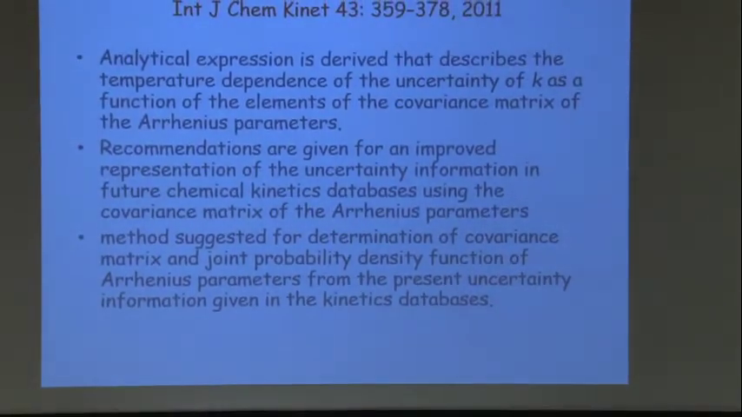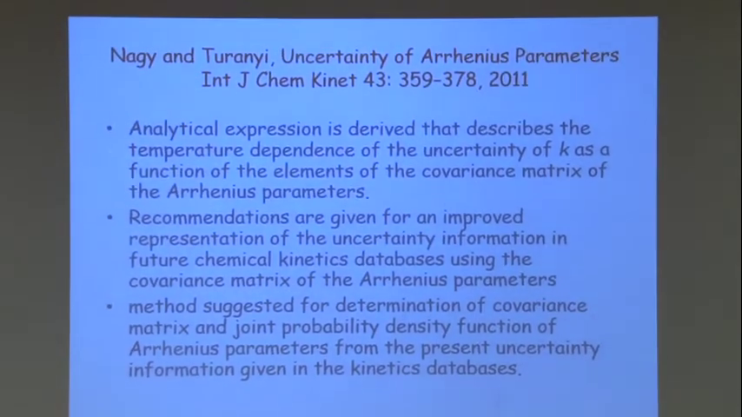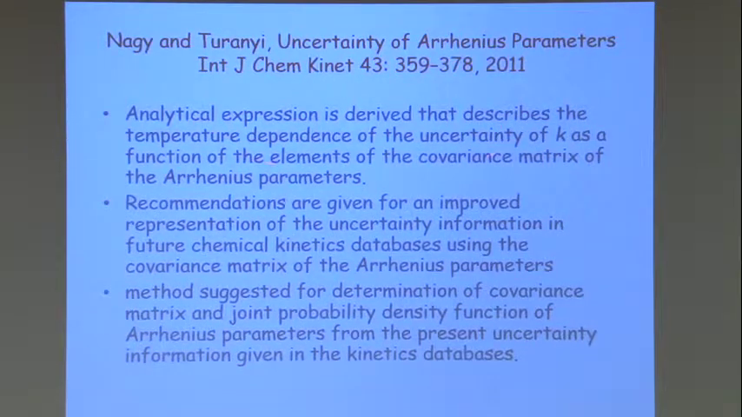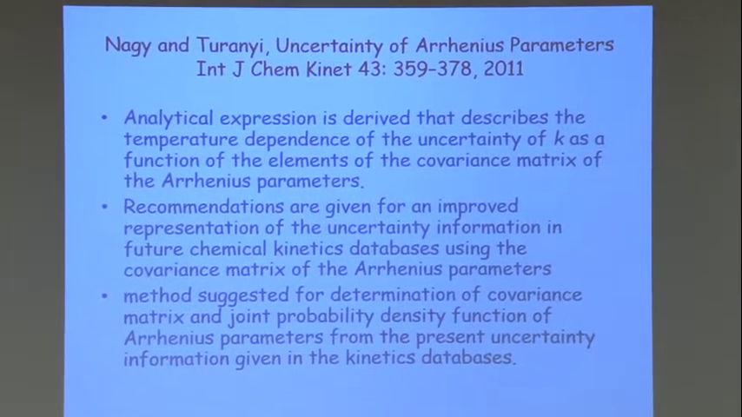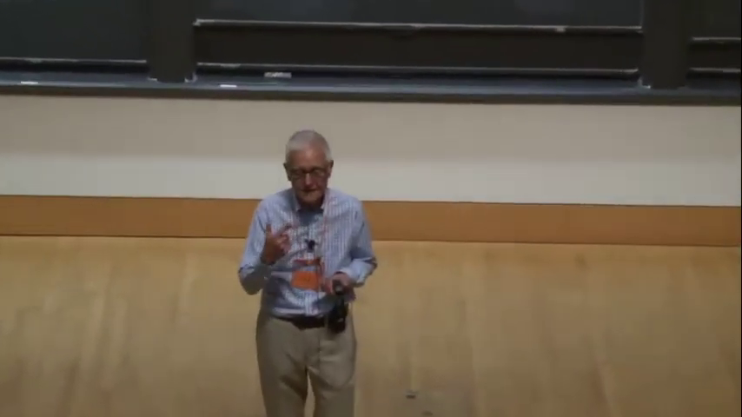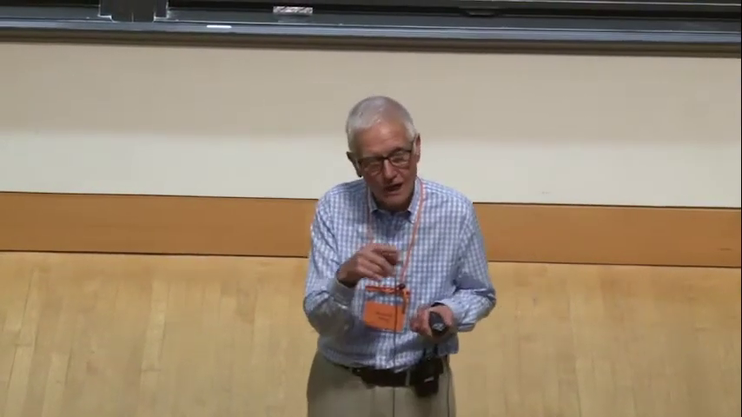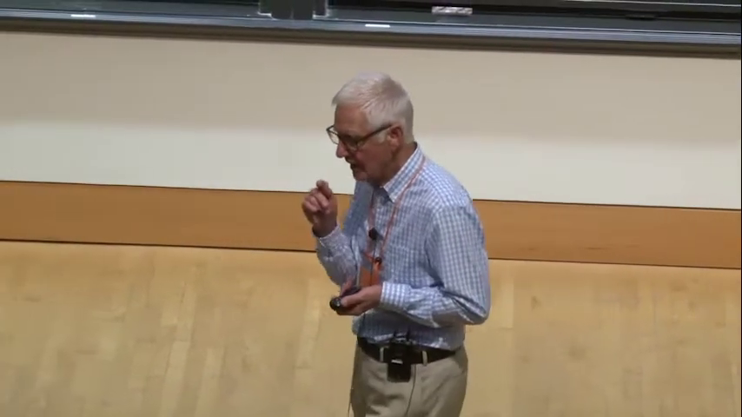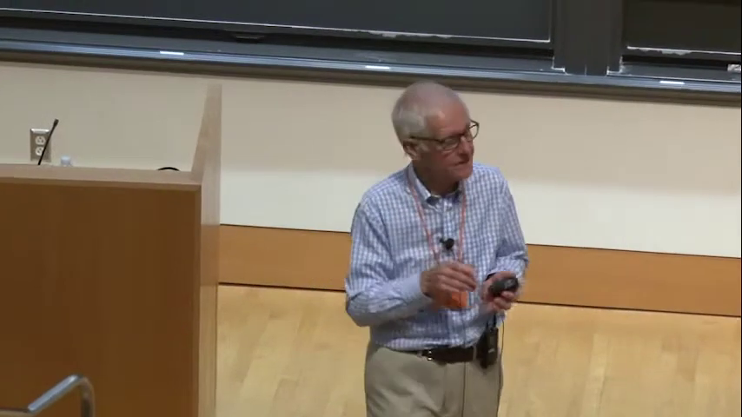And so this was this group in Hungary who developed analytical expressions that describe the temperature dependence of the uncertainty in k as a function of the elements of the covariance matrix of the Arrhenius parameters. What we said was that if you take a modified Arrhenius expression, A T^n e^(-E/RT), then there is a strong correlation between the parameters there, especially between n and E, but also between A, n, and E as well.